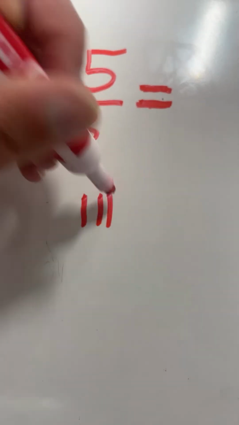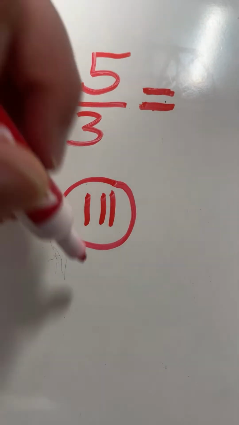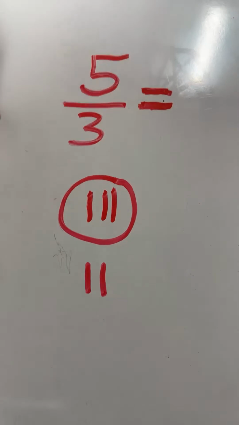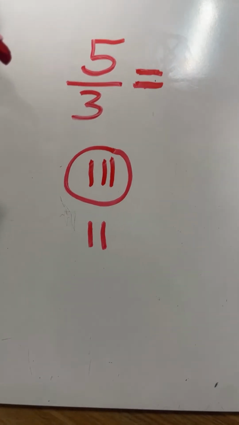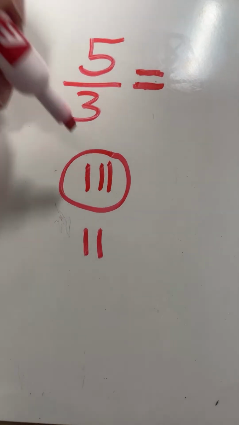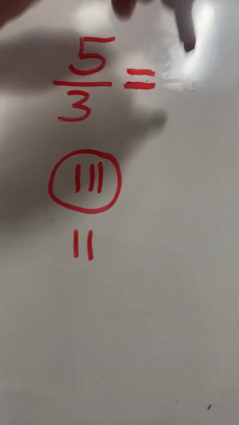So we have 1, 2, 3. That's one full group of 3. That's one whole. 1, 2. So we were not able to get a second full group of 3 in there, but we were able to get one full group of 3. So 1 is our whole number.